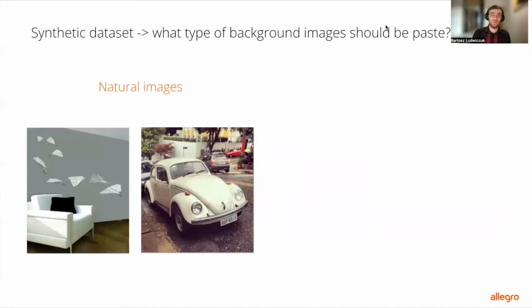Another question is about the type of the background which should be used. Two main scenarios were investigated. The first one is about taking a photo in the wild, for example, in a room, in front of a building, anywhere. We call them natural images and can be obtained from the Open Images repository.